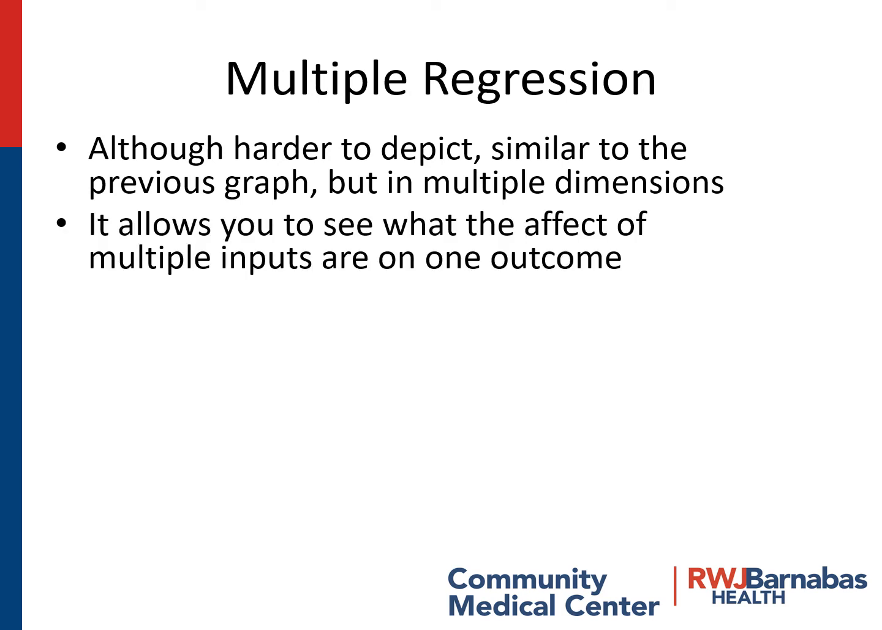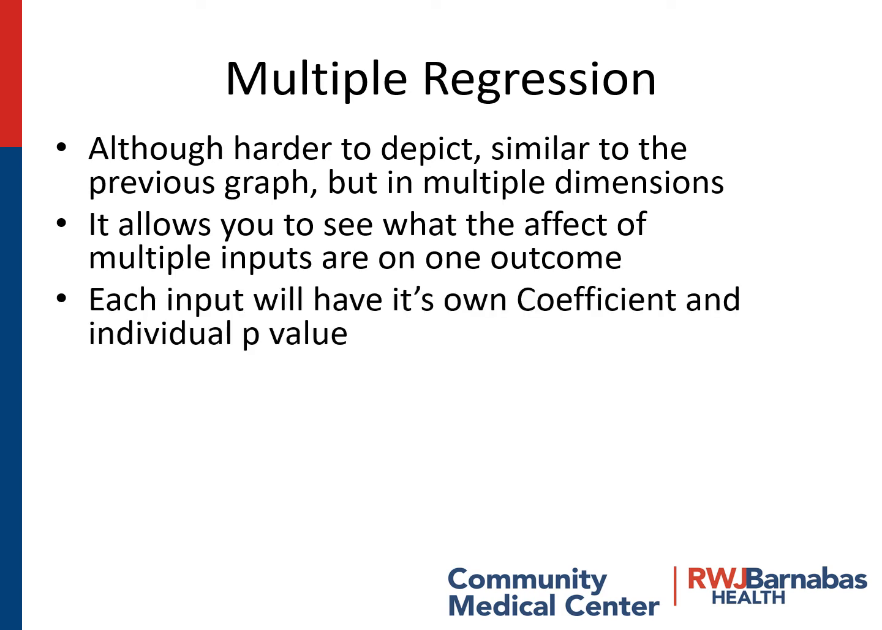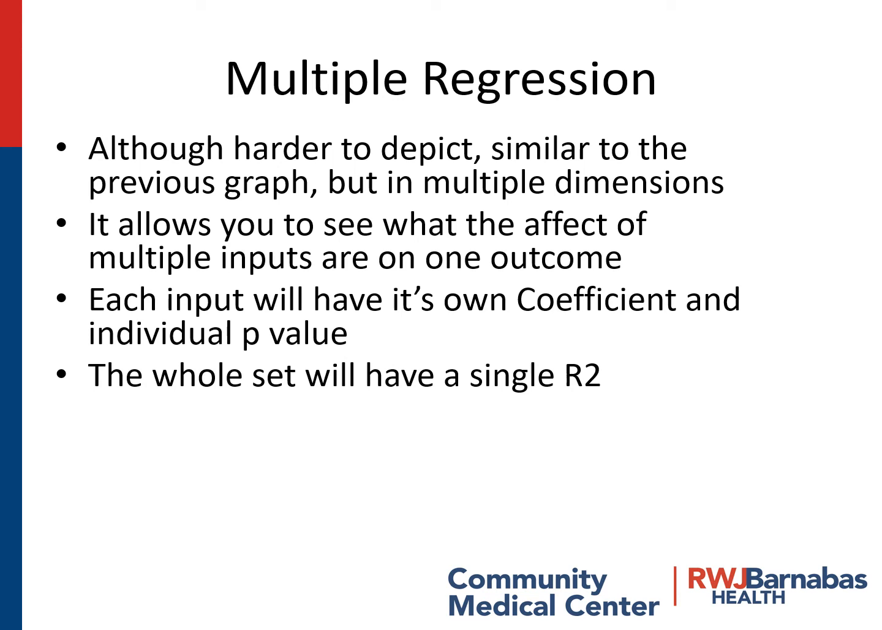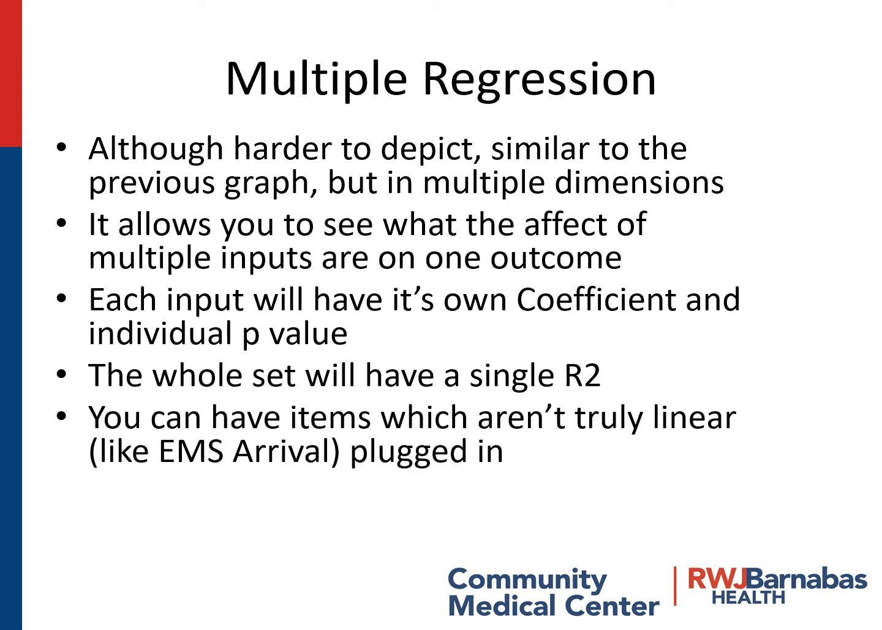And it allows you to see basically what happens when you put multiple inputs on one outcome. Each input will have its own coefficient and its own individual p-value, but the whole set will have a single R-squared. And you can have items which aren't truly linear, like EMS arrival, plugged in. So basically, if a patient arrives by EMS, you code their EMS arrival as 1. And if they self-present, you code it as 0. So the EMS-ness will increase the outcome of the coefficient reported.